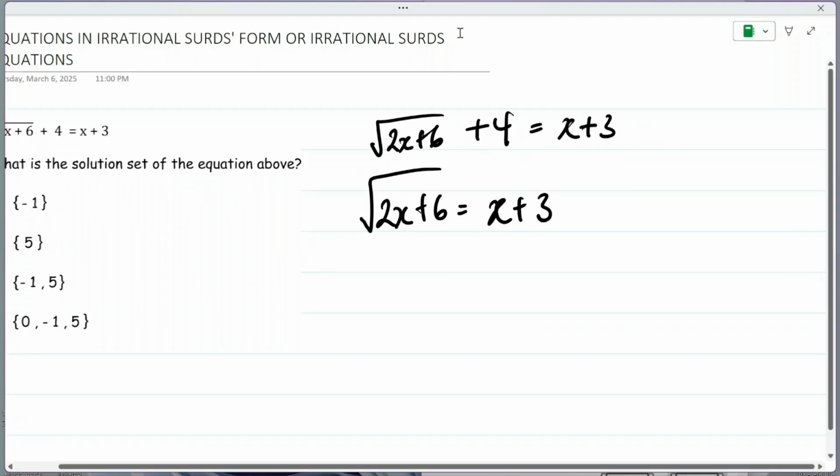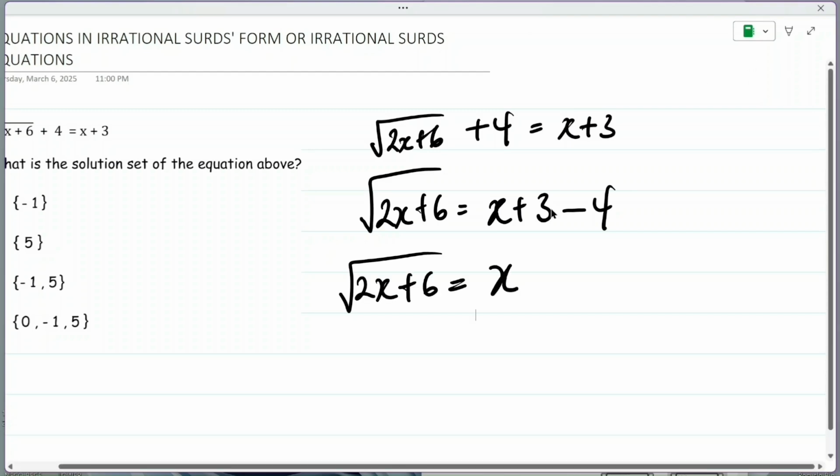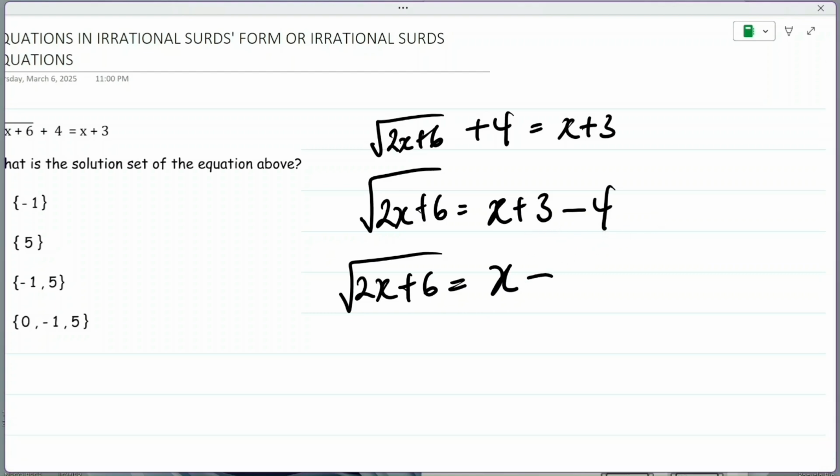Then the plus 4 crosses and becomes minus 4. On the next line, you have square root of 2x plus 6 equals x. Then you have this 3 positive, so you have plus 3 minus 4, or 3 minus 4. You have 3 apples, you are owing 4 apples. Since what you owe is more than what you have, you still be owing after paying back 3. You still be owing 1, so your answer is minus 1.